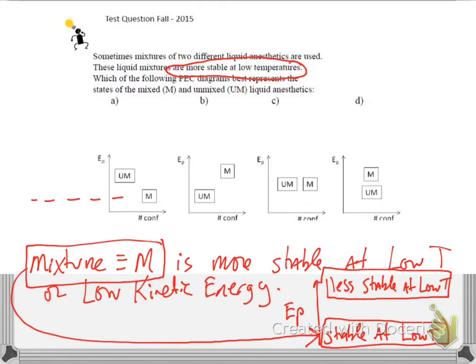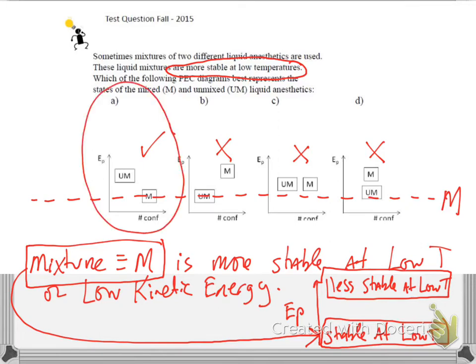So when we take a look at these graphs, we're going to do a dashed line for the bottom. And we see A, yes, the mixture M is below, it is the lowest one. It is the most stable at low temperatures. B is not, it is above. B is showing that the mixture is less stable at low temperatures. C is showing equal stability and no temperature dependence on stability. And D is showing the same as B, which is that the mixture is less stable at low temperatures or more stable at higher temperatures. So that would choose A.